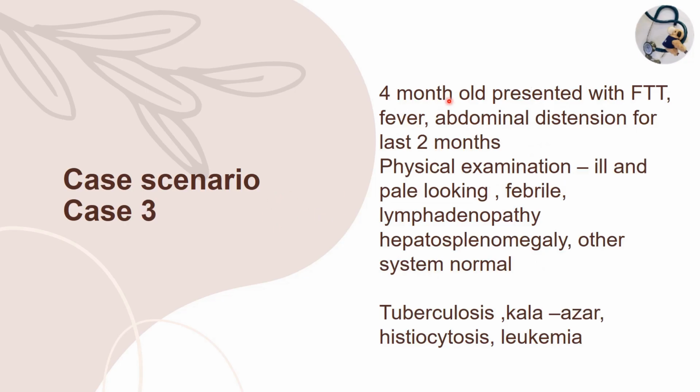Scenario 3: a 4-month-old child presents with failing to thrive again, but this child has had abdominal distension for around 2 months. When you do a physical examination, you find this child is ill looking, pale, and febrile. There is lymphadenopathy and hepatosplenomegaly, but other systems like respiratory and cardiovascular are normal. So in this scenario, the possible causes can be tuberculosis, Kala Azar, histiocytosis or leukemia. So infective causes and malignancy. Depending upon this, you have to proceed in that way and choose specific investigations.